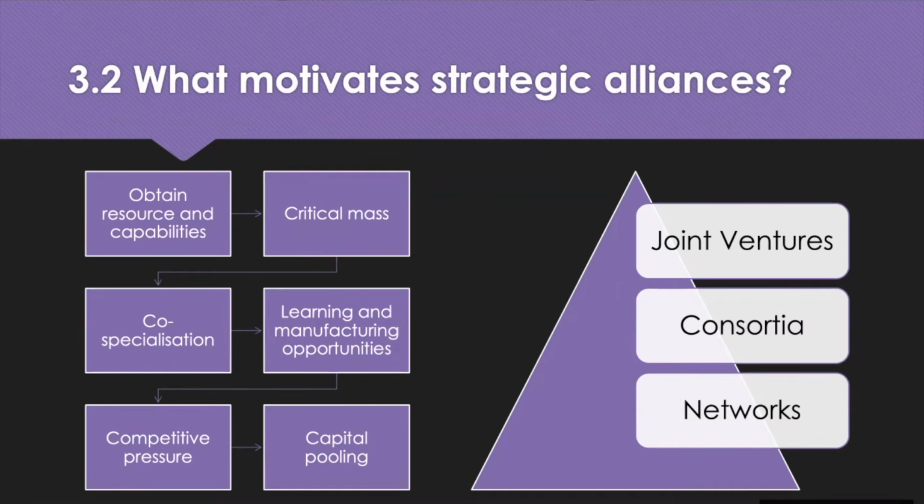The types of strategic alliances are joint ventures, consortia, and networks. Joint ventures are formalised alliances by two partner organisations who remain independent of each other, but they form a collaborative venture that's intended to achieve a certain goal, so to provide labour or to enter a new market or to generate revenue.